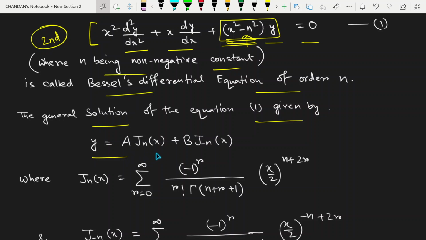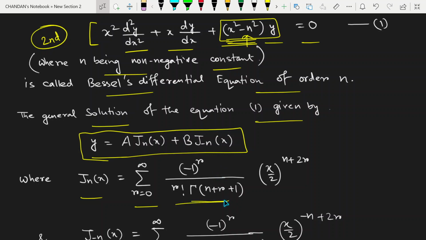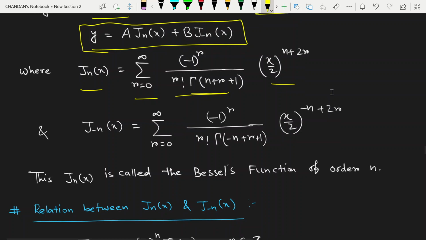The general solution is y equal to a Jn(x) plus b J minus n(x), where Jn(x) is equal to the summation r equal to 0 to infinity of (minus 1) to the power r by r factorial gamma of (n plus r plus 1), into (x by 2) to the power (n plus 2r). This is the definition, known as the Bessel function of the first kind. There is another kind of Bessel function which we will discuss in another video.